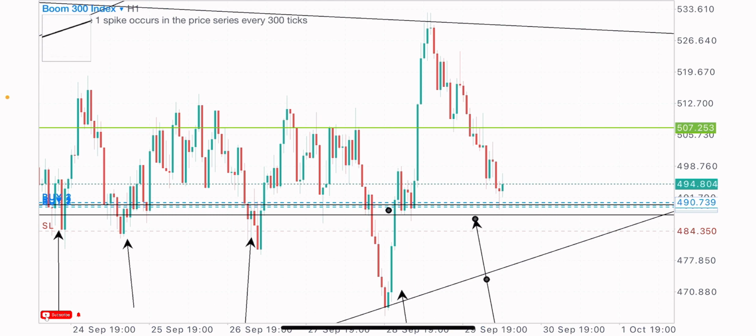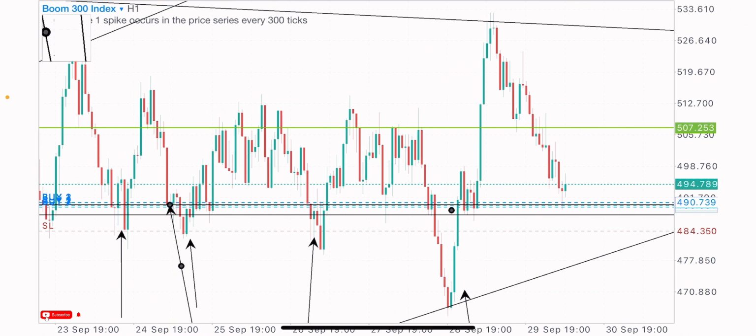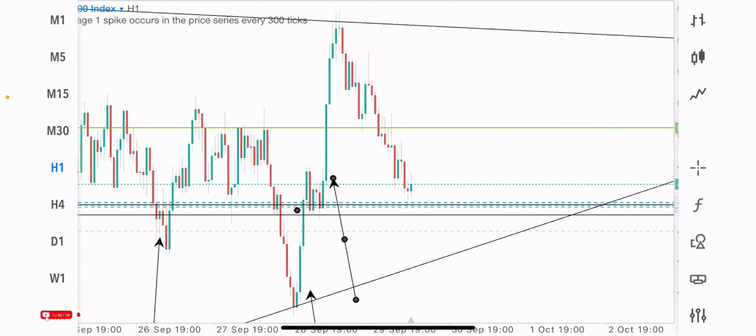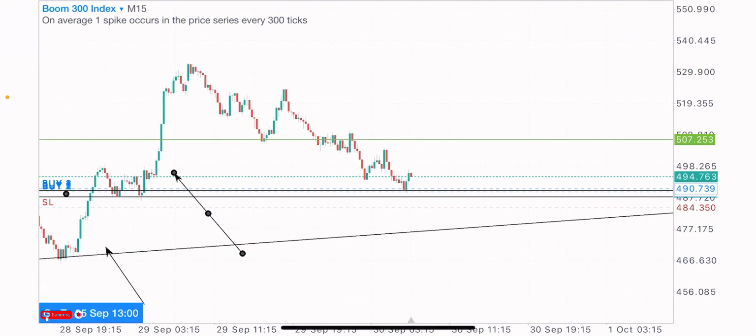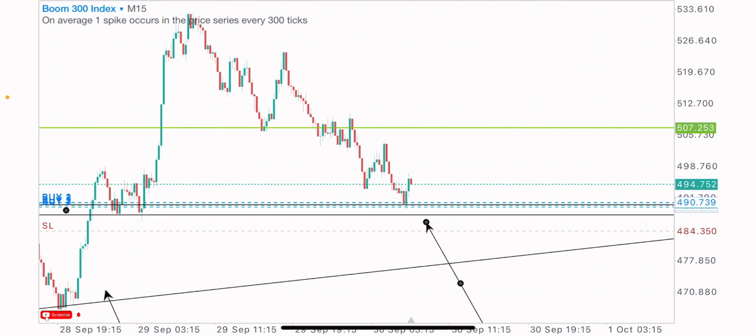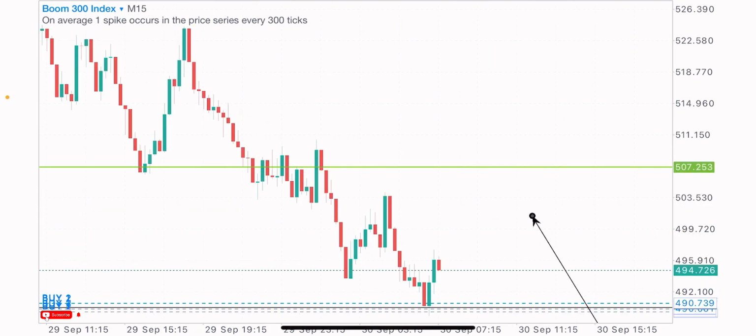So I identified this level and waited for price to sell to this zone, waited for a decline of price to this level. So on the decline of price to this level, I went to the 15-minute time frame and took my buys. I shot the buy signal on markets approaching this zone, and you can see we are moving in good profit.